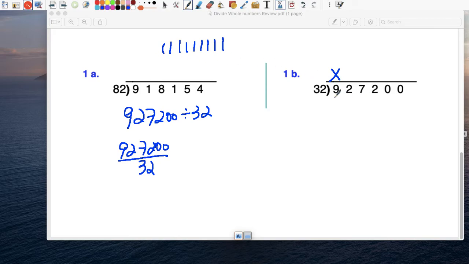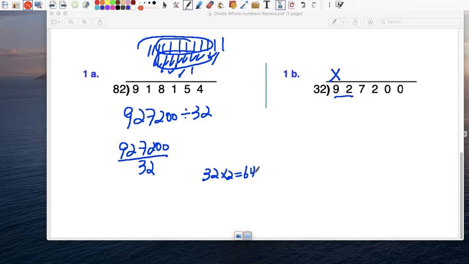Now let's think of 92. Can 32 go into 92? You have 92 sticks. Yeah, you can. One group of 32, two groups, maybe 3 even. So do your times table. 32 times 2 is 64. That's okay. Let's try one higher. 32 times 3 is 96. Ooh, too much. So we have to use this. So it's going to be 2 times. That's going to give us 64.